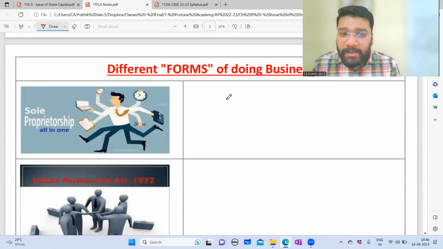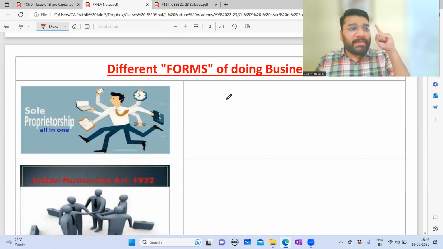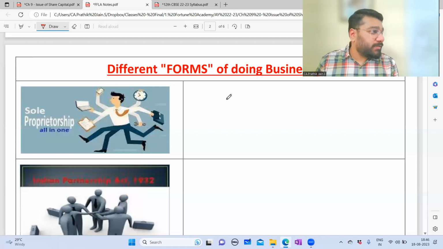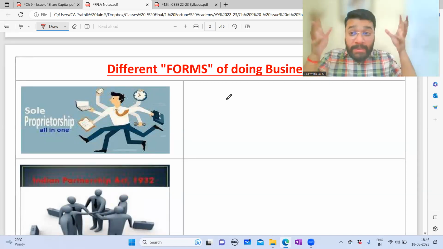Now, what is a sole proprietorship concern? Guys, a sole proprietorship concern is a concern where one person gets the thought of doing a particular business. He's got that seed idea of forming a business or doing a business in a particular way.